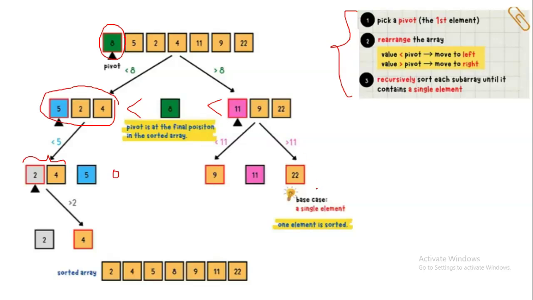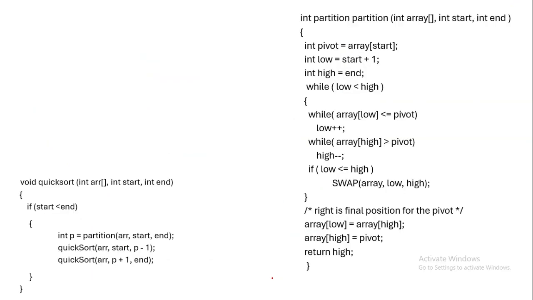Now over here, if you observe, all the elements are sorted: 1, 2, then 4, after that 5, then 8, then 9, 11 and 22. So they are sorted. So this is how quicksort works.